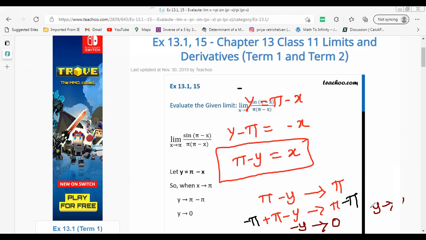Yes, ma'am. But ma'am, it's negative. So even if it's positive, minus y approaches 0, like 0 is neutral. 0 is neither positive nor negative, right? So you can write y as 0. Okay, ma'am.